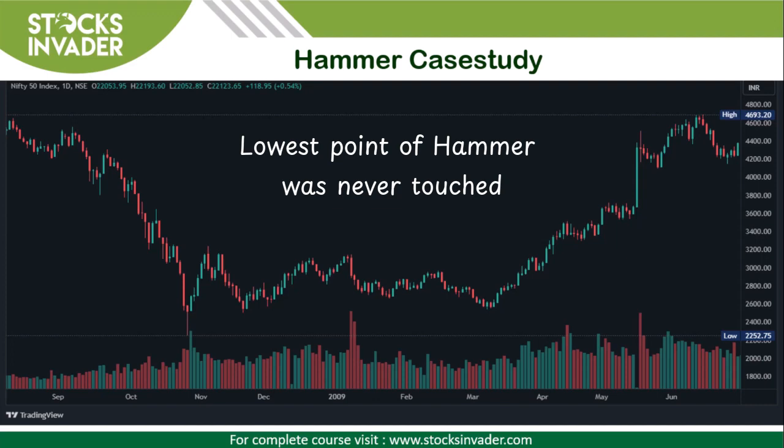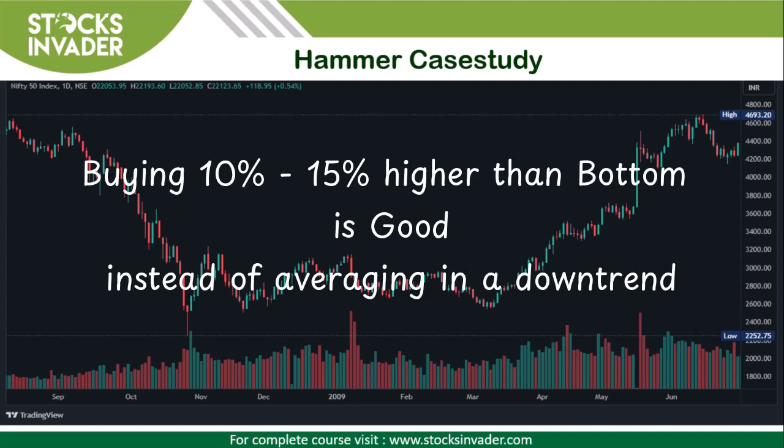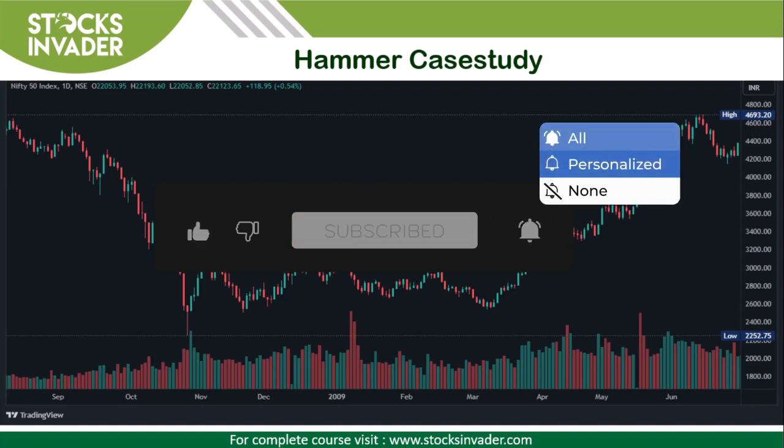There are many such examples of bullish hammers getting formed on the chart. It can be effectively used for short-term and long-term trades when a stock is in a downtrend. It could mean buying 10 to 15% higher than the bottom, but the price will still be comparatively lower than the averaging done during downtrends. This strategy will require a lot of patience, but can prove to be very effective when candles like the hammer are used in combination with other technical indicators. We will have a look at more such case studies as we move ahead in the program.